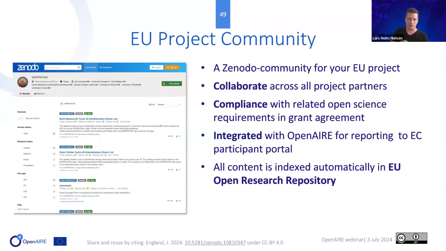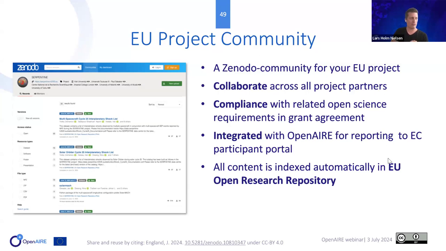So with this new EU Research Repository, what you can do is go and create an EU project community. And this was a practice that was already at Zenodo for a long time. There are about 2,700 communities at Zenodo that represent an EU project already today. So for these types of communities, it's a place where you can share all these outputs from your project that might not fit in other places.